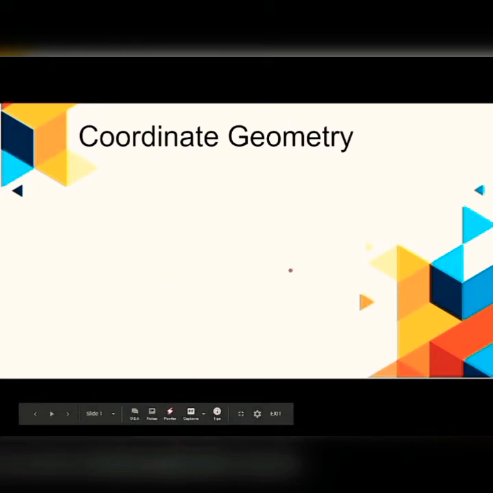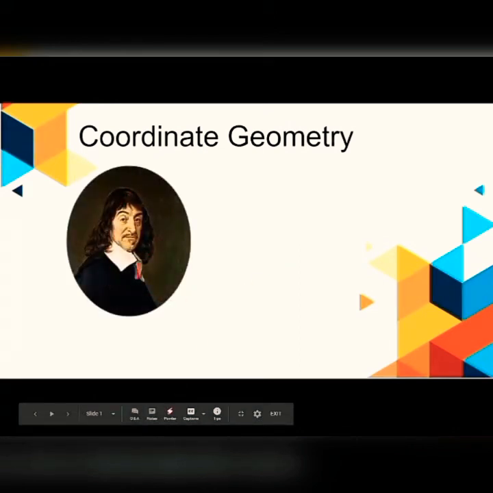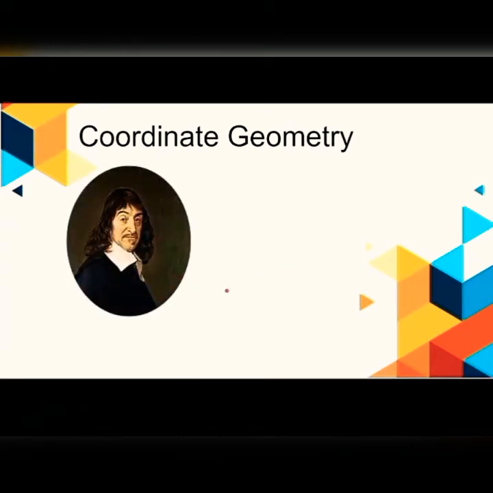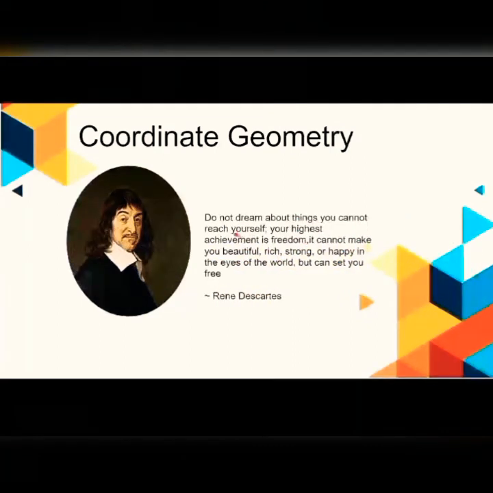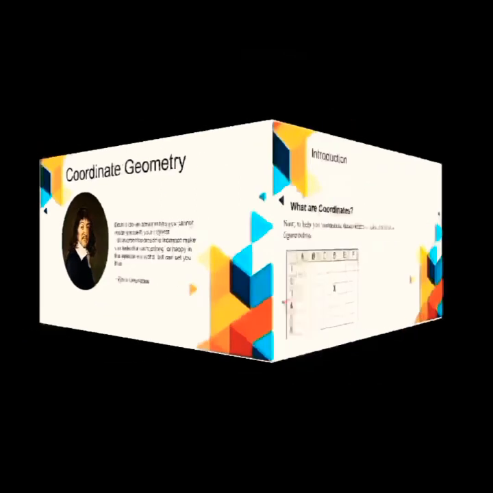Today we will learn coordinate geometry. Coordinate geometry was invented by René Descartes. He has said many famous dialogues. One of them was, "Do not dream about the things you cannot reach yourself. Your highest achievement is freedom. It cannot make you beautiful, rich, strong, or happy in the eyes of the world, but can set you free." It was said by René Descartes. There are many dialogues said by René Descartes. Okay, let it be. Moving further.